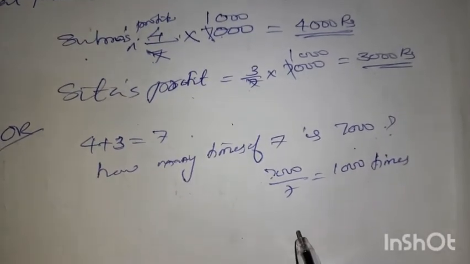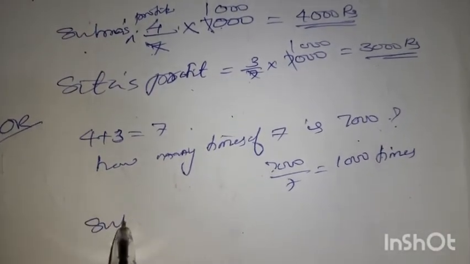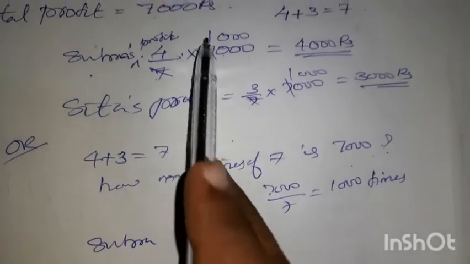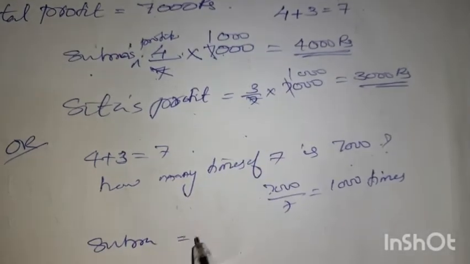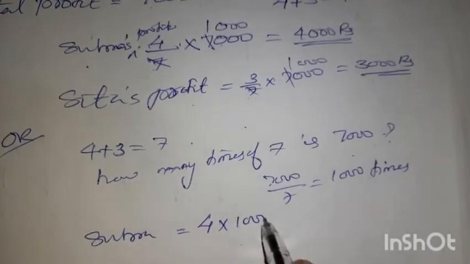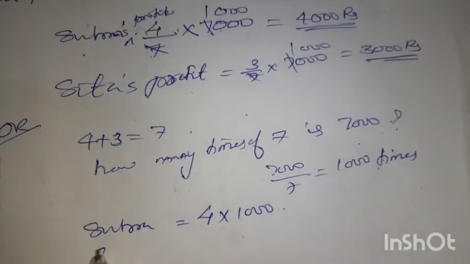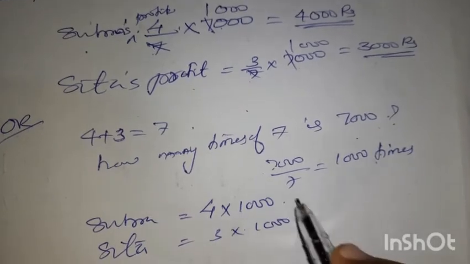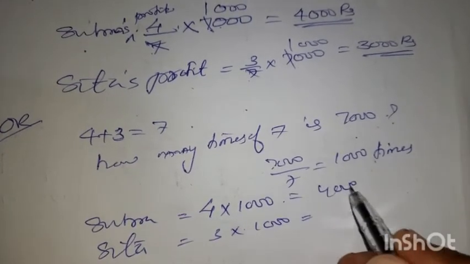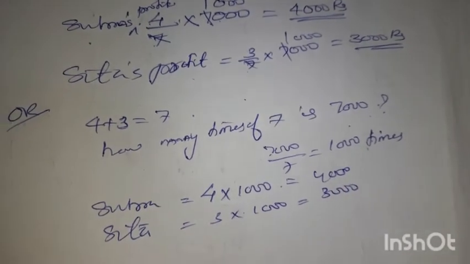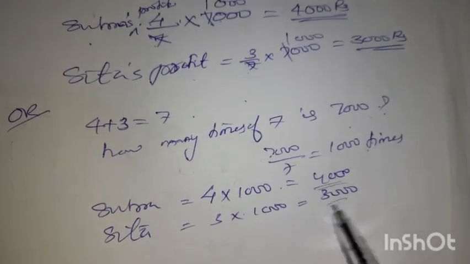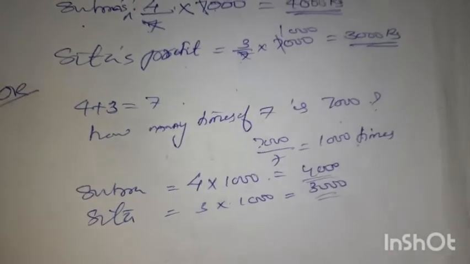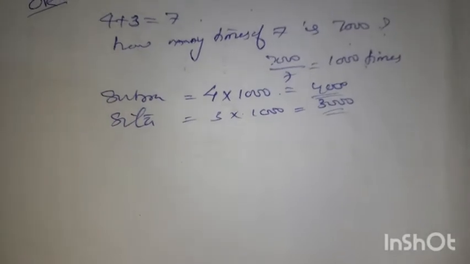So that Suhra's is 4 times 1,000. Sita's is 3 times 1,000. So like that also you can do the answer. Okay, 4,000 and 3,000 they got. Otherwise, in algebraic form also we can do.